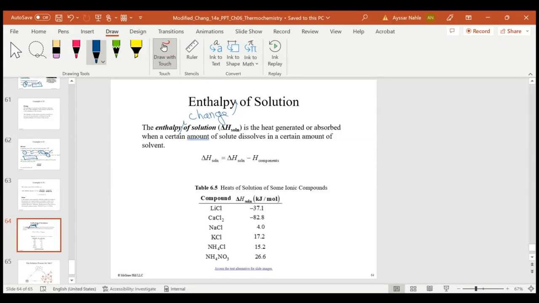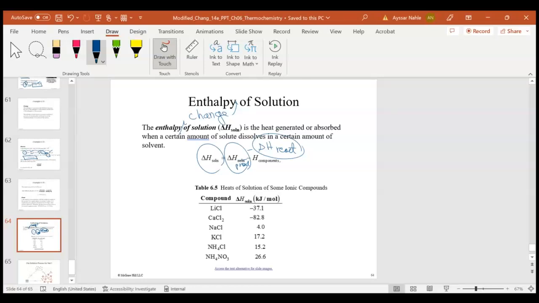Who has the enthalpy change? Who has the final enthalpy? The product. Who has the initial enthalpy? The reactant. So practically, the delta H of the solution is equal to delta H of the product minus delta H of the reactants. Okay, let's put it this way. That's the delta H of the solution.